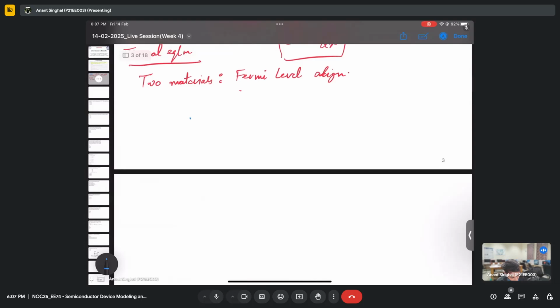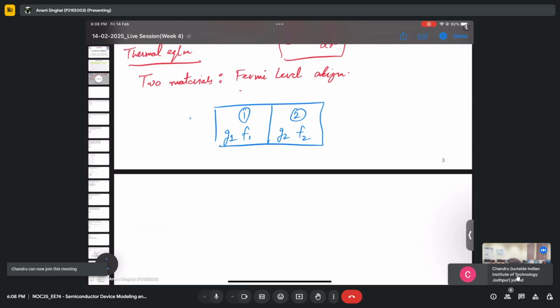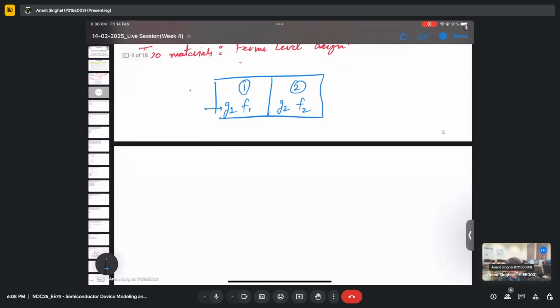Let's say I have two materials, material 1 and material 2. Material 1 has a density of states G1 and material 2 has a density of states G2, and similarly they have the Fermi-Dirac functions F1 and F2, the Fermi functions that we studied in the last lecture. I'm assuming you already have the idea that the density of states times Fermi-Dirac, integrated, gives the concentration, from the theoretical lecture that you might have covered.